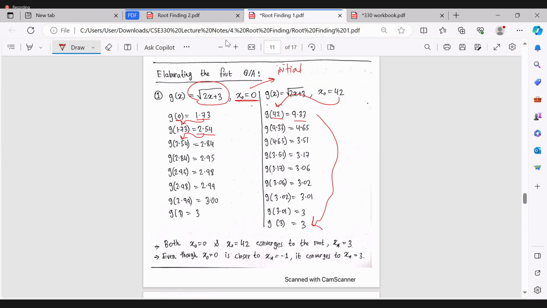Like it took some iterations to go from 0 to 3, it takes the same for 42 to 3. And the gaps are getting closer by the iteration. It's getting closer very fast. I mean, no matter where you start from, you are reaching 3.